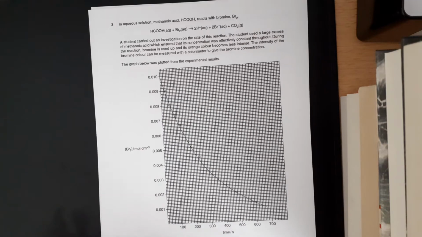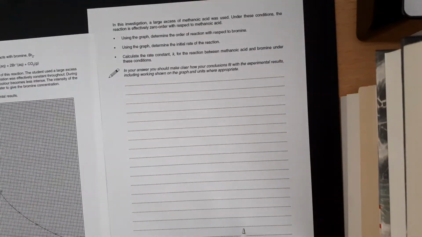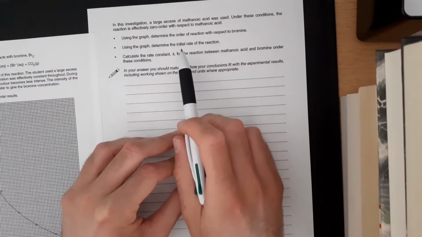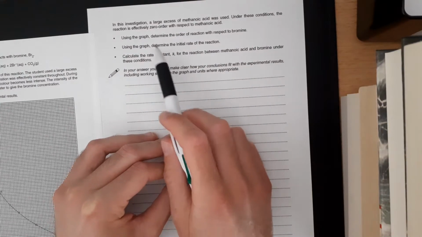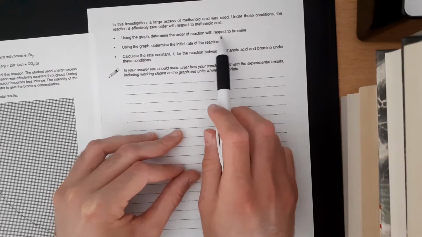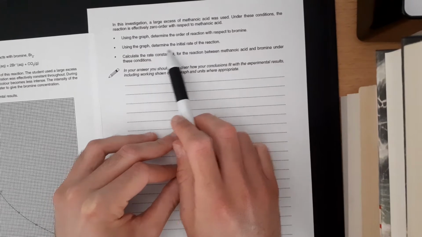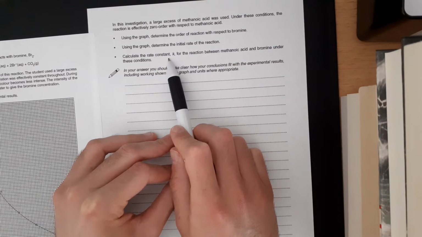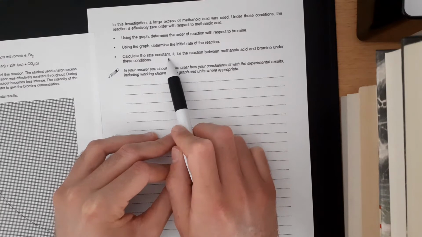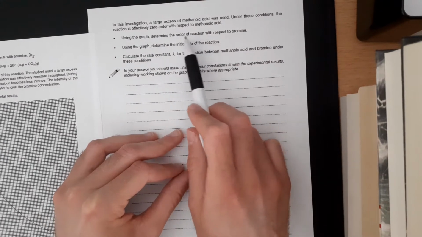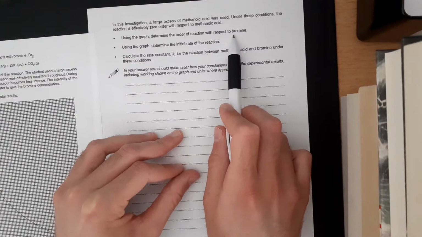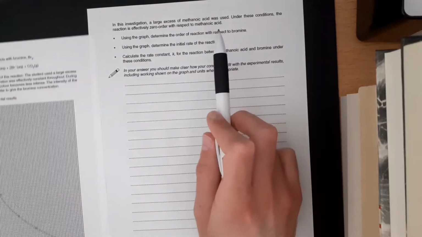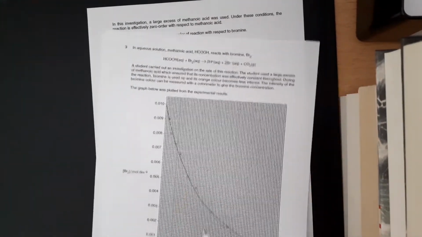Okay. So what do we actually need to do with this question? It says here, we need to do three different things. We need to determine the order of reaction with respect to bromine. We need to work out the initial rate of reaction, and then we need to calculate the rate constant K. So we're going to work through these points in order. The first thing we're going to do is try and work out the order of reaction with respect to bromine. So to do that, we're going to have a look at the graph again.